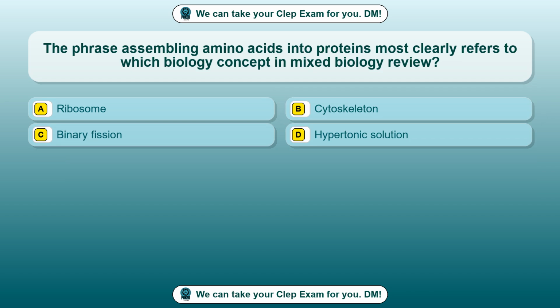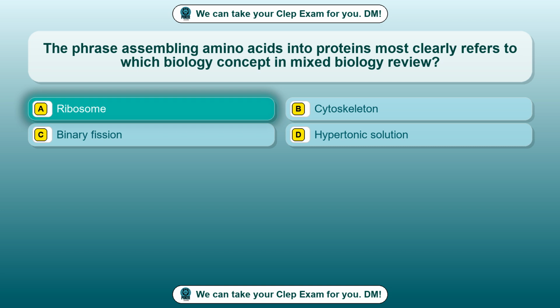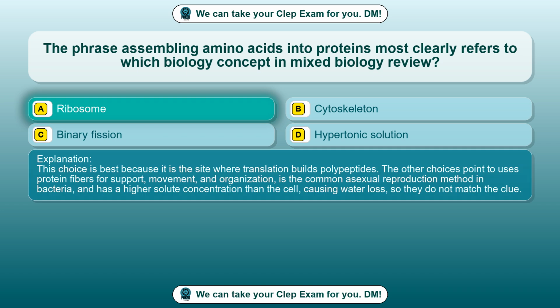Question 2. The phrase assembling amino acids into proteins most clearly refers to which biology concept in mixed biology review? Option A, ribosome. Option B, cytoskeleton. Option C, binary fission. Option D, hypertonic solution. The correct answer is option A, ribosome. This choice is best because it is the site where translation builds polypeptides.